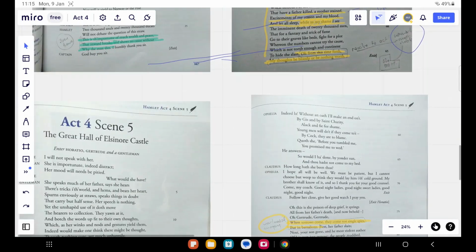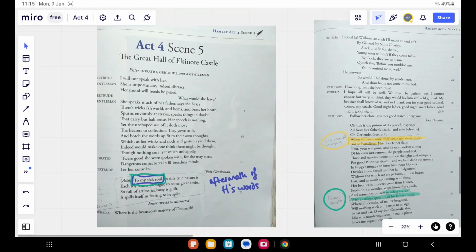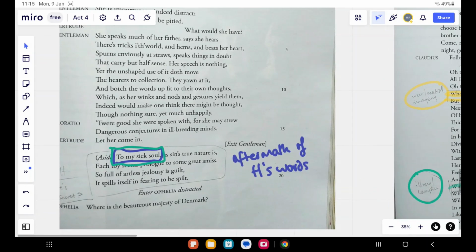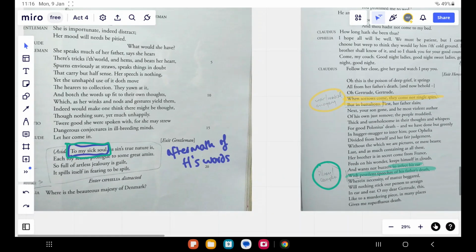All right, let's skittle on. Act 4, Scene 5, we see the aftermath of Hamlet's words, their impact on the mother. To my sick soul, as sin's true nature is, and then the idea of guilt spilling itself, again, wonderful, playful rhyming couplets being used here. This is an aside, so it's to us directly, so we're getting an insight into her inner thoughts, and the idea of illness there. My sick soul and how the truth will out.